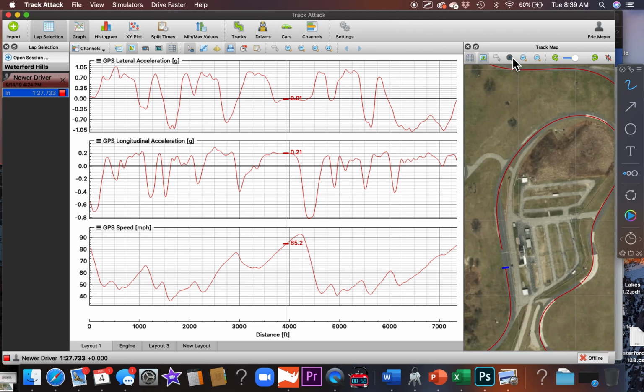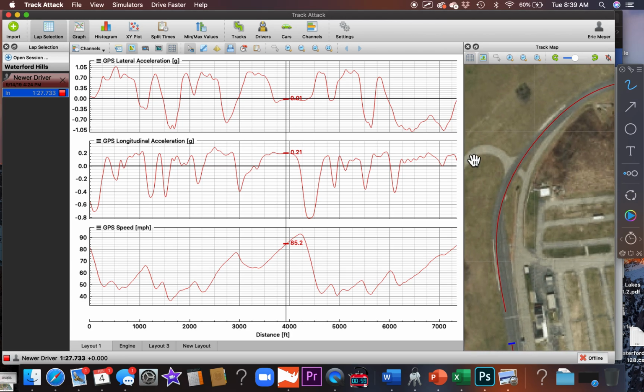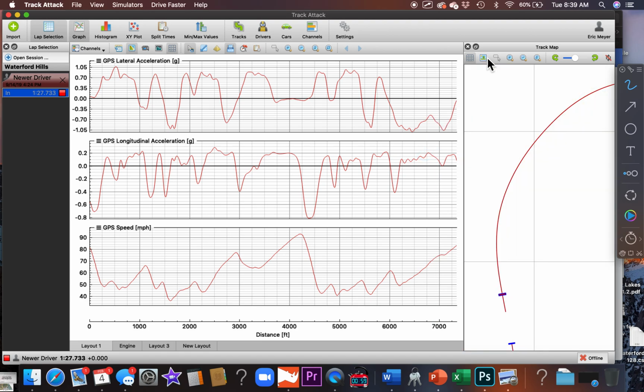We'll zoom down here a little bit and see if we can see anything for what that is right there. Appears to be some track out right here. And looks like right here there's a little bit of acceleration. So they might be opening up the wheel. But that's not for this video.